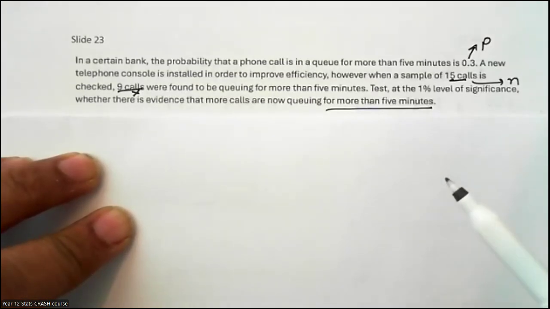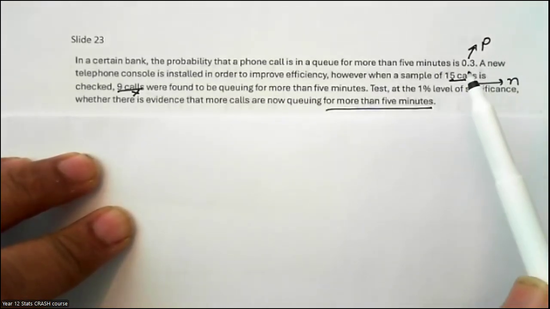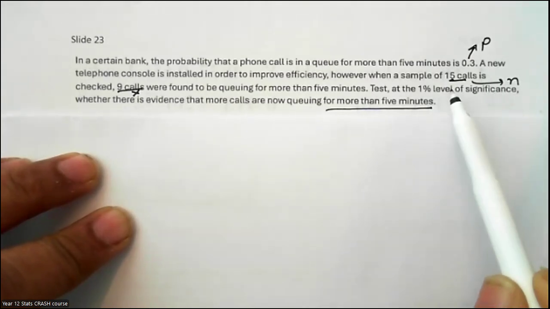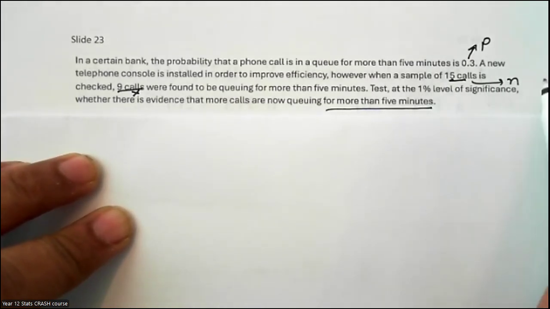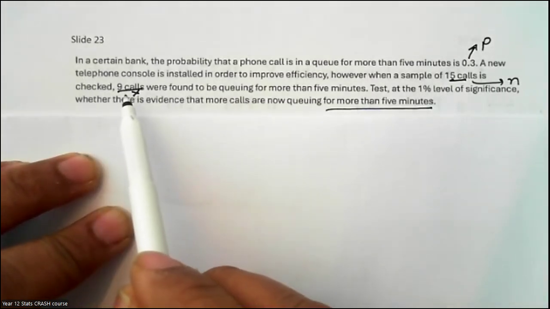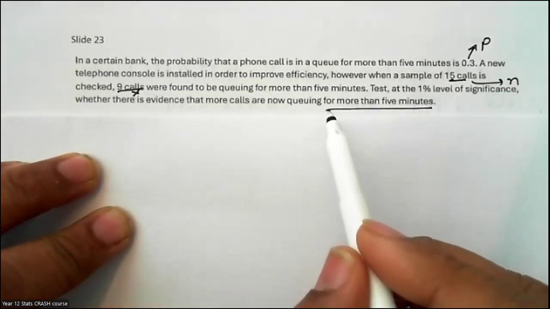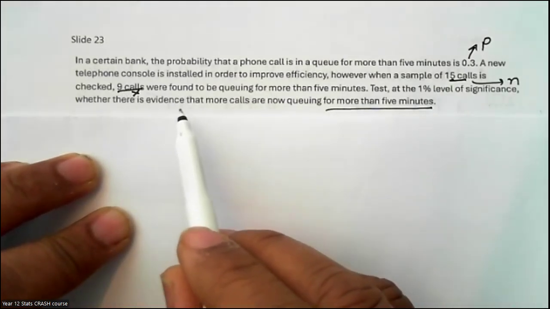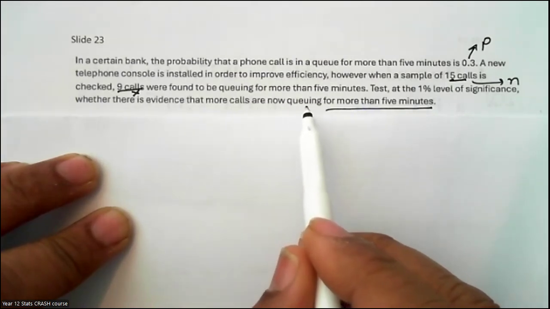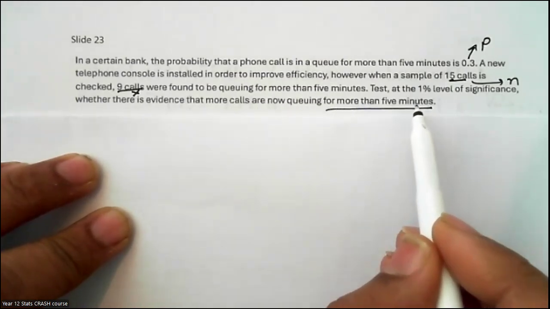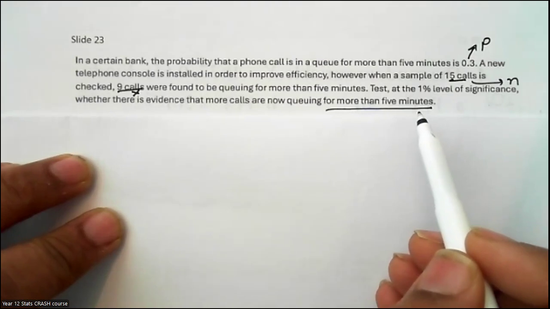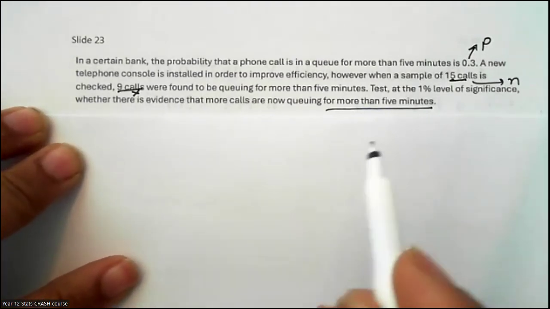All right, so do the normal thing. People, identify what it says. This is the probability. 15 calls is a sample, that's n. 9 calls is the result, that's x. And it says there's evidence more calls are now queuing for more than 5 minutes. So that means this is a one-tail test, but it's in the other direction this time.